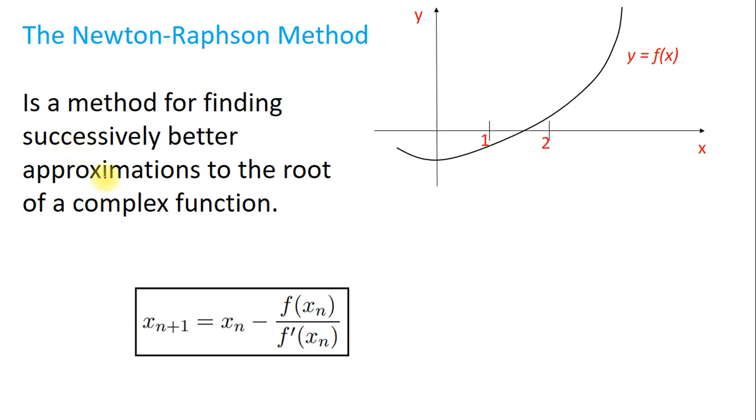Successively means by using this formula, doing it repeatedly. Alright? Successively means by using this Newton Raphson formula, doing it repeatedly, we will get approximation closer and closer to the root here. Right? Now let me show you the visual representation of the Newton Raphson method and how the formula of this method is formed.